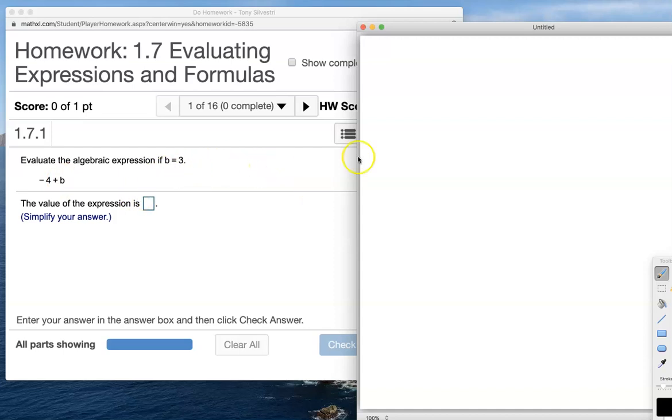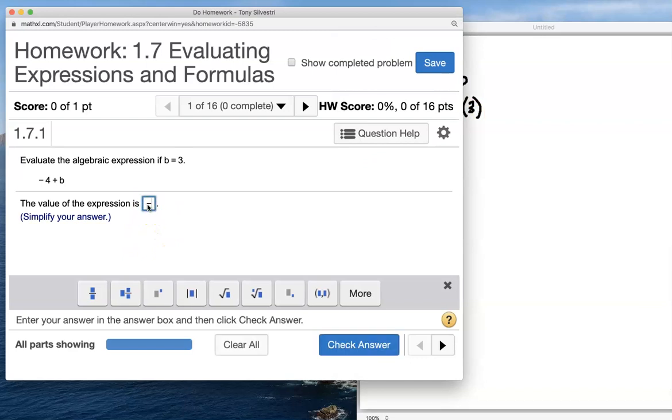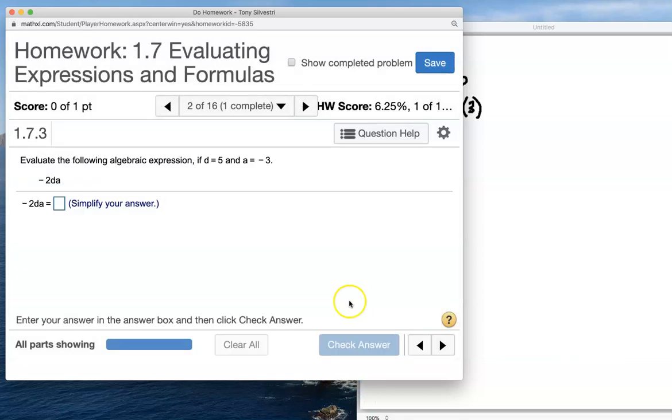So here's the expression. I'm going to plug in a 3. Although it doesn't really matter too much here, I should say that when you plug in the variables, make sure you put the value in parentheses, and I'll show you why it makes a difference in later expressions. In this case, you have -4 plus 3, which gives you -1, and there you go. You've evaluated the expression. Great. Let's go on to the next one.